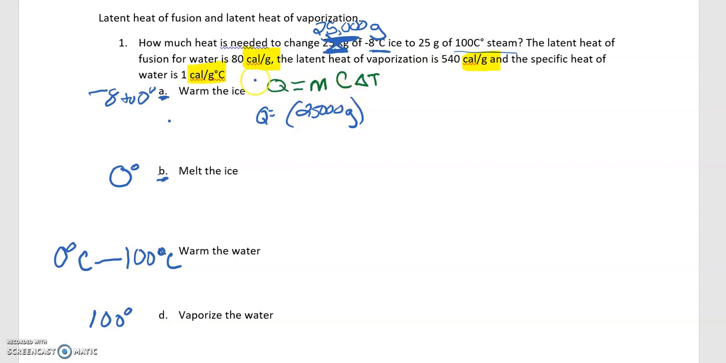Okay, the specific heat. Now, we are using just the regular specific heat of water because we are not in a phase change. When we get into melting, we will use the heat of fusion, and when we are boiling, we'll use the heat of vaporization. So we just have to use the specific heat of water, which is 1 calorie per gram degree Celsius. And then our delta T here, that's the change in temperature. So we have to go from negative 8 degrees up to 0 degrees. So we're going to have a change in temperature of 8 degrees Celsius.